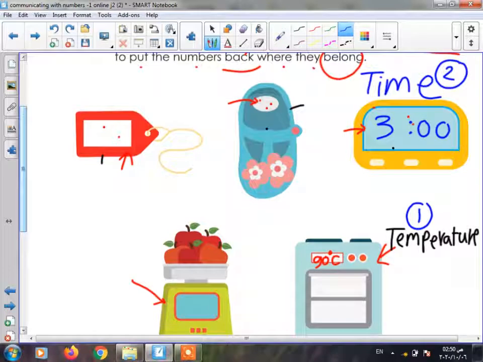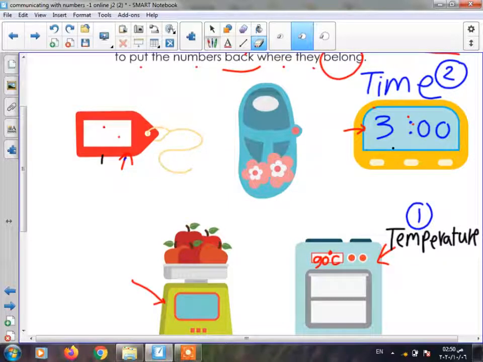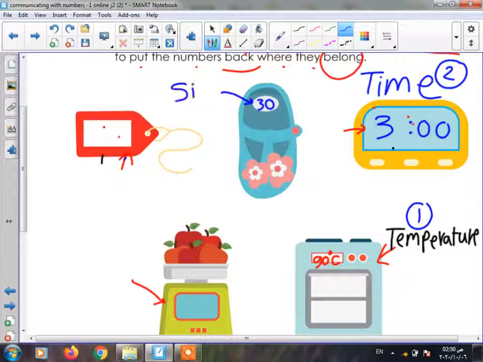This number belongs to which of these? This sign? No. This sign? Yes. Why? Because when I write 30 here, it will give me information about size. My size to wear slippers is 30. My size to wear trousers is 30. Okay? So that 30 here gives me information about what? Size. So the third piece of information is size.